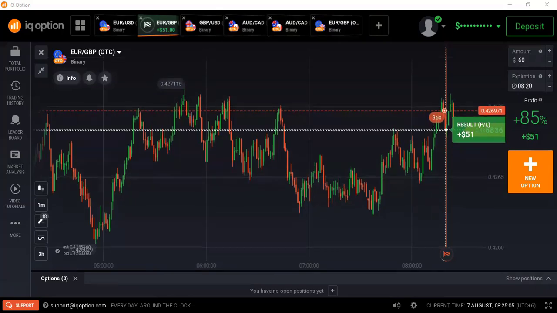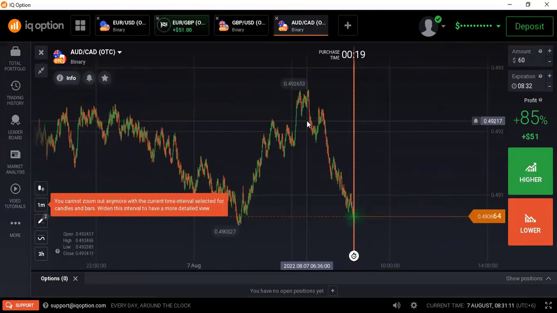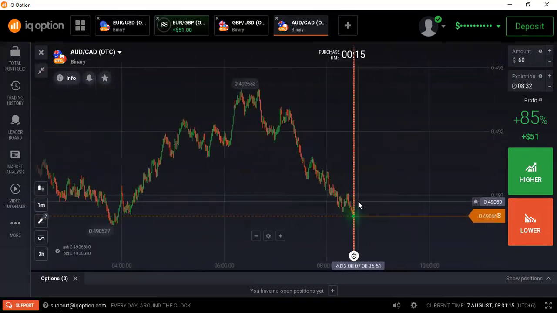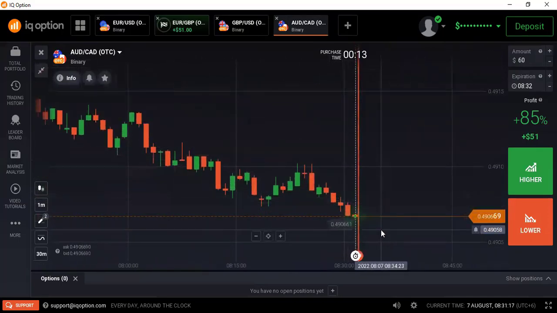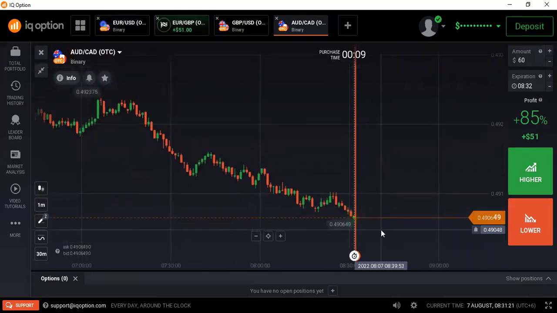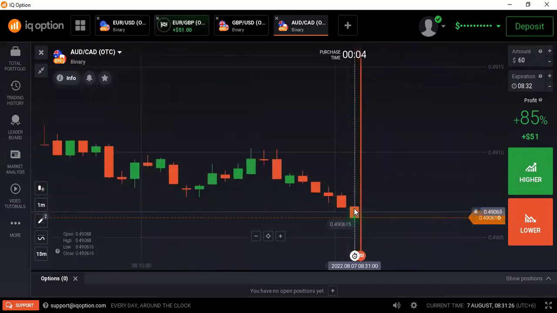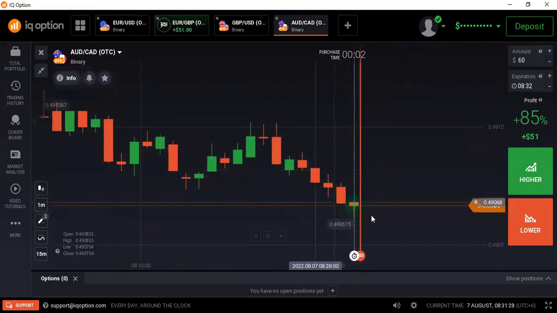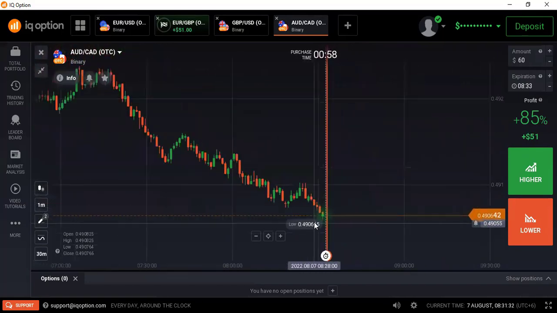So let's go to another pair for the next opportunity. Okay, this is AUD CAD pair OTC market, and it's a downtrend market now. Okay, so I have to wait for this candlestick. After this candle, I will place my trade.